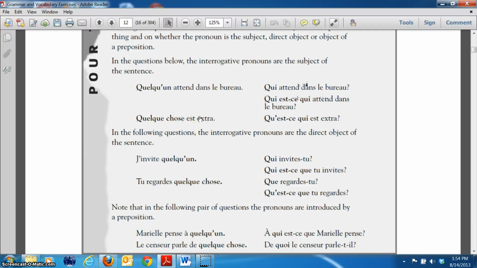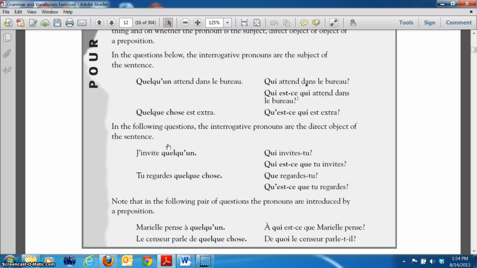Now, if you use est-ce que, it would be written out the long way. If you use inversion, then the est-ce que is gone. And it would be saying, who do you invite? And if you use inversion, you don't have to worry if it's qui or que over here because you're using inversion. So sometimes inversion can be easier. All right. So what do we do over here?